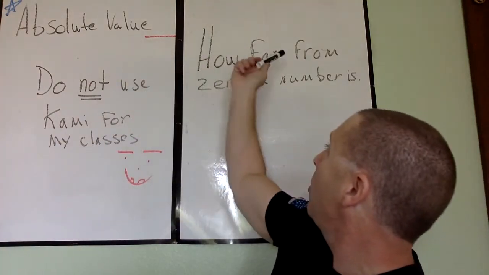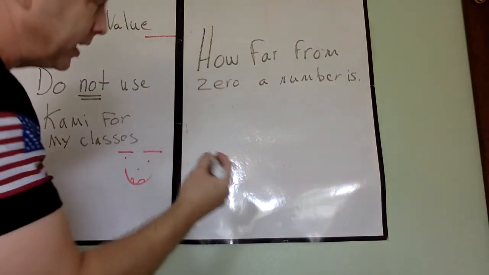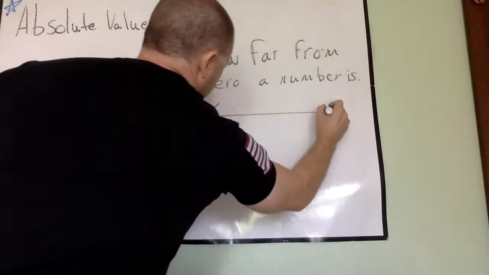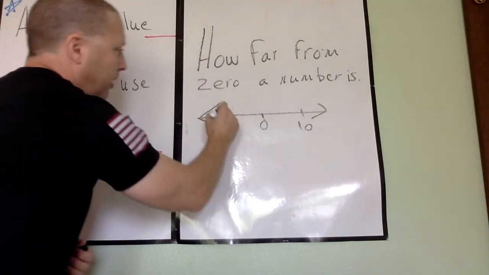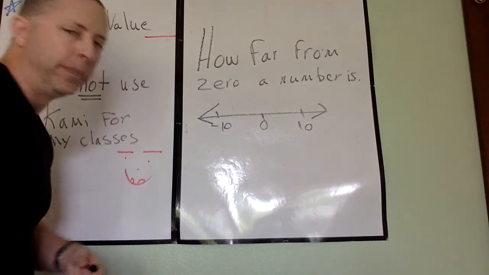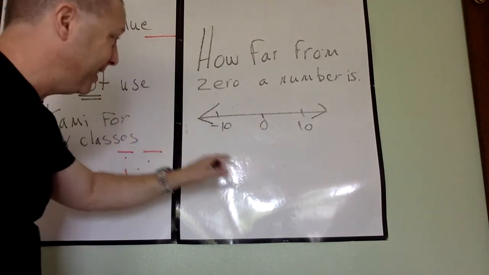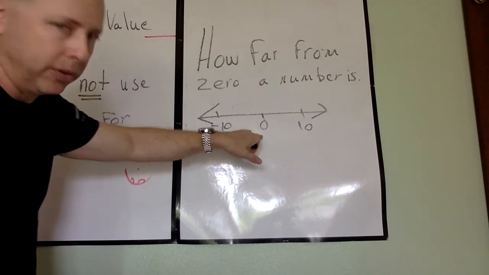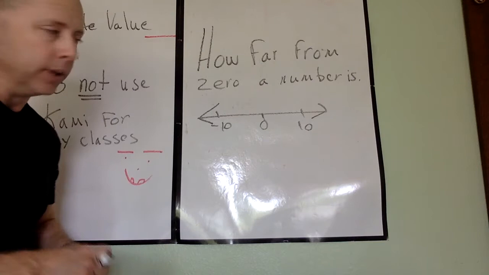Absolute value means how far from zero a number is. Essentially, if you are looking at a number line, like we talked about in class, and you have 0 here, let's say you have a 10 over here, and a negative 10 over here. 10 is literally 10 spaces from 0. Negative 10 is literally 10 spaces from 0. So absolute value refers to the distance from 0 a number is.